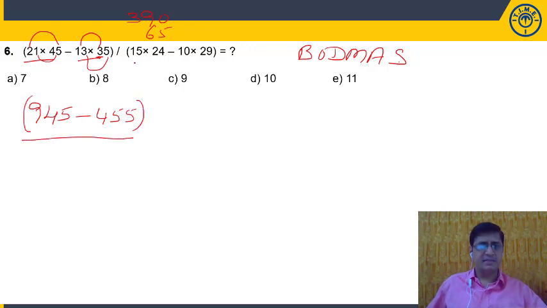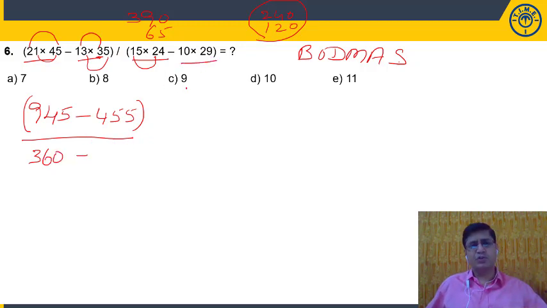And what is the second side here? 15 into 24. 10 times 24 is 240. 5 times is equal to half of the value, so 120. Sum of these two is equal to 360. So the denominator here is 360. What is the second part here? 10 times 29. Of course, it is easy for you. 10 times 29 is 290.